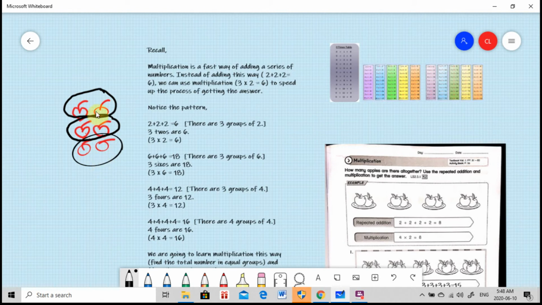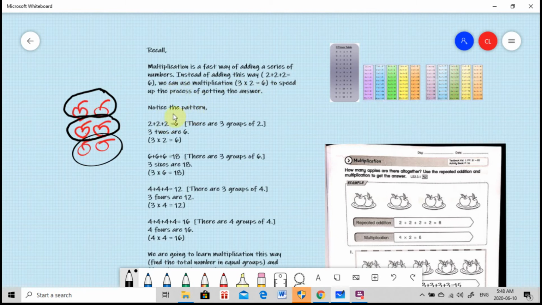One group, 2 groups, 3 groups. So 3 groups of 2. 3 groups of 2 gives us 6. 3 times 2 gives us 6.